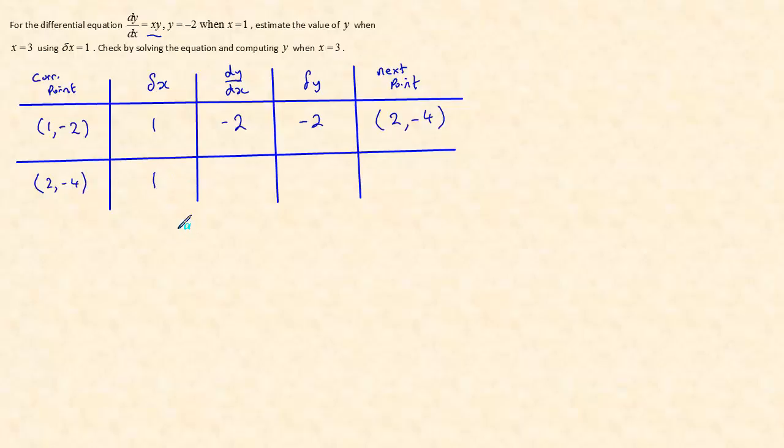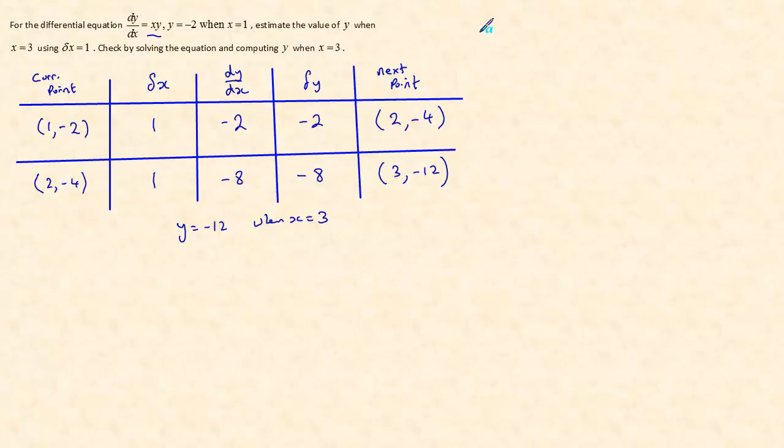Delta x is always 1. dy/dx is x times y, so that's negative 8. Delta y is negative 8, so x goes up by 1, y goes down by 8. So we can say y is negative 12 when x equals 3.